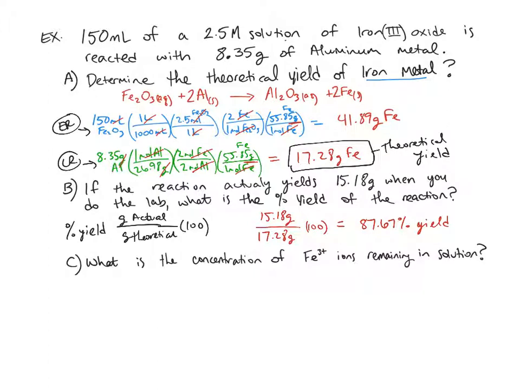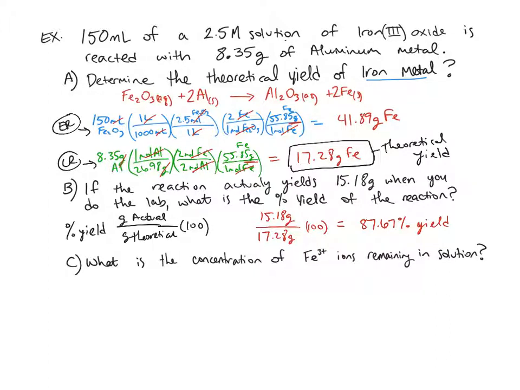So to answer this last question, what is the concentration of iron 3+ ions remaining in solution? This one is going to require some thought, right? We need to do some strategy here. So we need to think about our reaction and what's going on here. We have a certain amount of iron oxide in solution there to react, right? We determined that the iron oxide was our excess reagent. So there is going to be some of that left over.